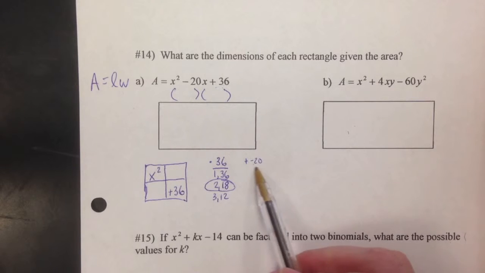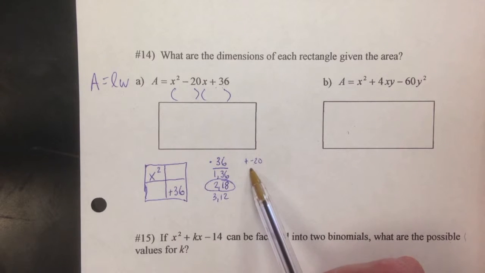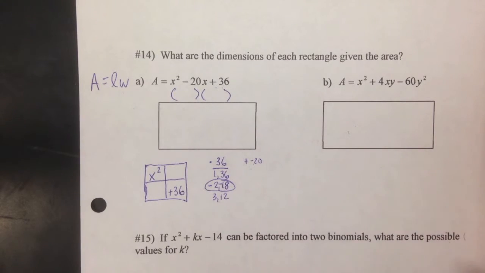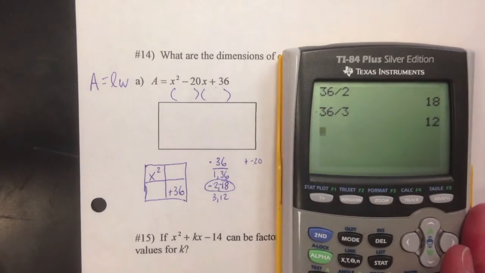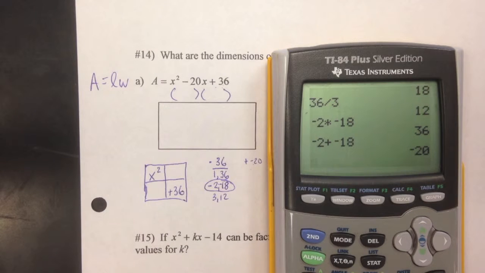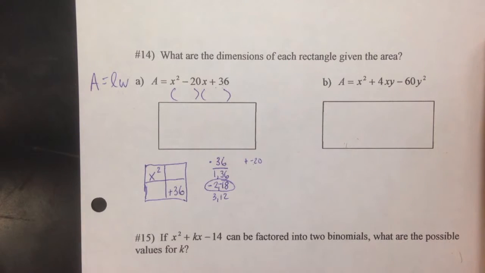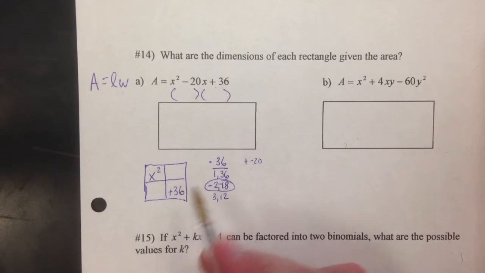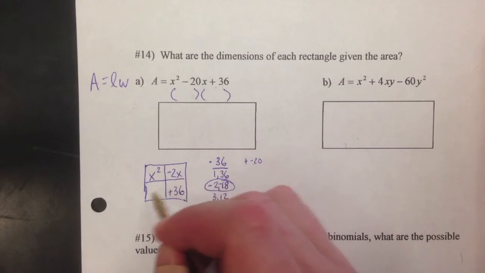And because this has to be a negative 20 as my middle term, I'm going to make this negative 2 and negative 18. If I multiply them, we can just check it on the calculator, negative 2 times negative 18 equals positive 36. And if I add those, negative 2 plus negative 18 equals negative 20. So that's my winner right there. So what I'm going to do is take that and put that into my squares. Negative 2x and then negative 18x.